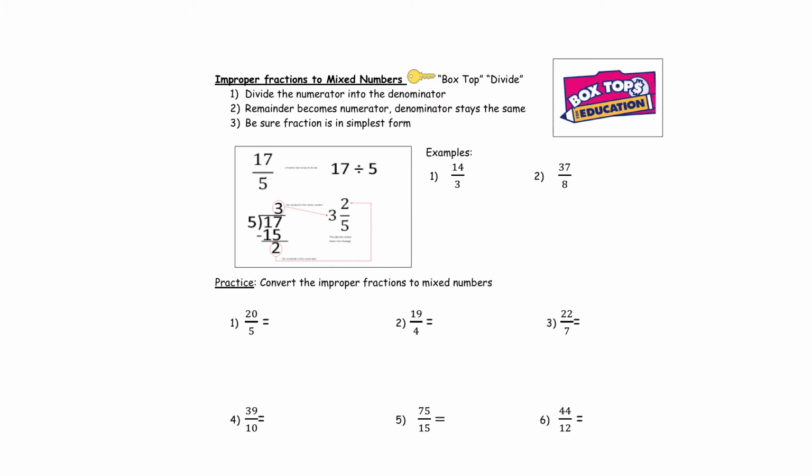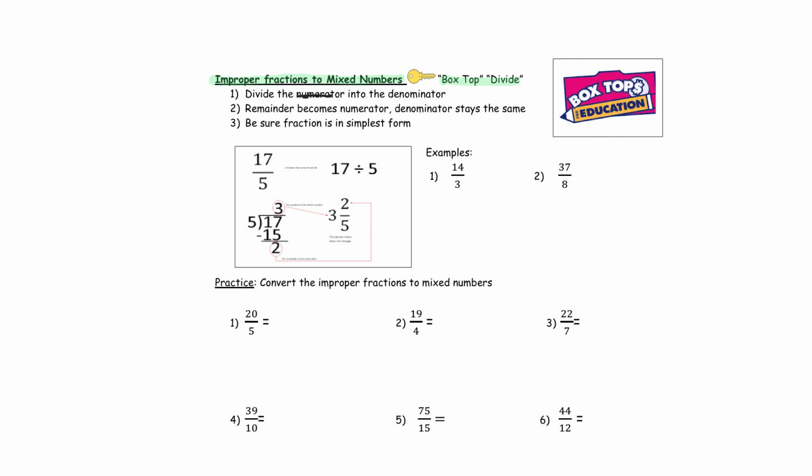Now on this page, we're doing the opposite. Here you're going to be given the improper fraction, and you're going to change it to a mixed number. So this is improper fractions to mixed numbers, and we say box top or simply divide. So step 1 says divide.